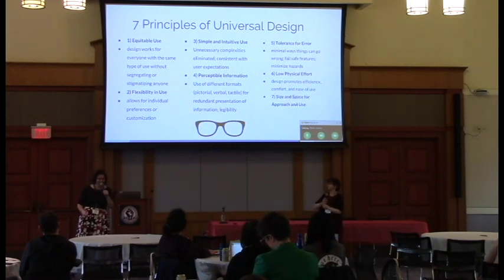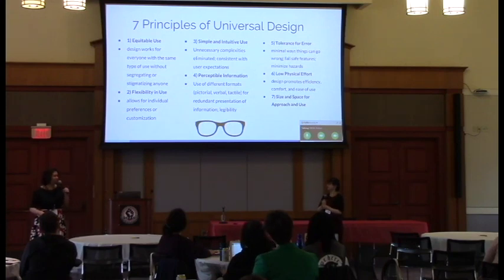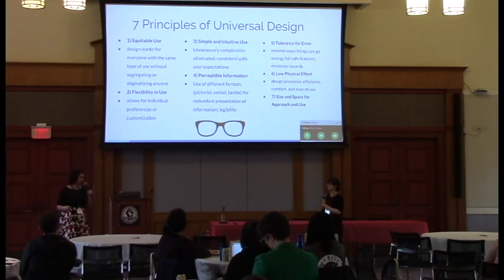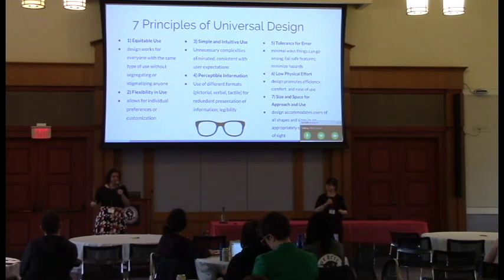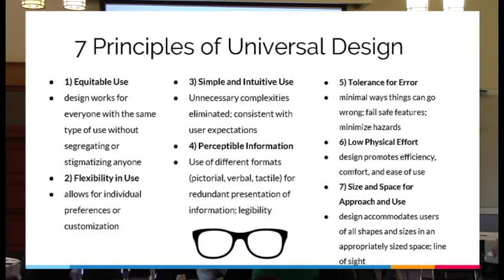And last but not least, size and space for approach and use. I think this is also the hardest one to get at because we were just talking about the limits of the physical space that we work in. However, we can continue to view the space and try to find ways that it's easy for everyone to approach, whether size, shape, assistive device, giant backpacks, that everyone can approach the environment.